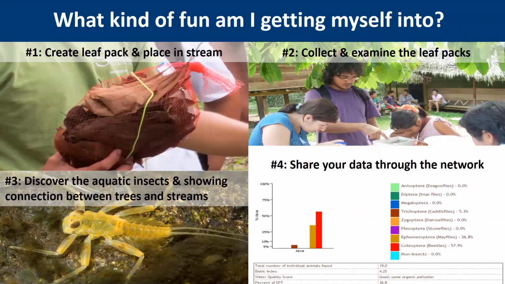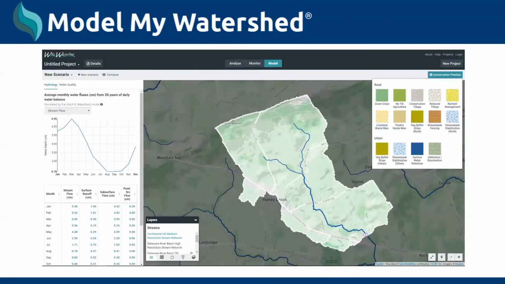And then you can sort through it and see what kind of macroinvertebrates you find, and you can upload that to the internet too. And that's all going to be geolocated within the Model My Watershed GIS platform also. So we're tying all of these different resources together.